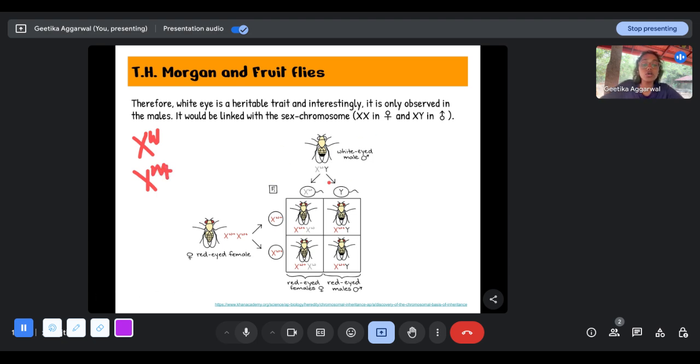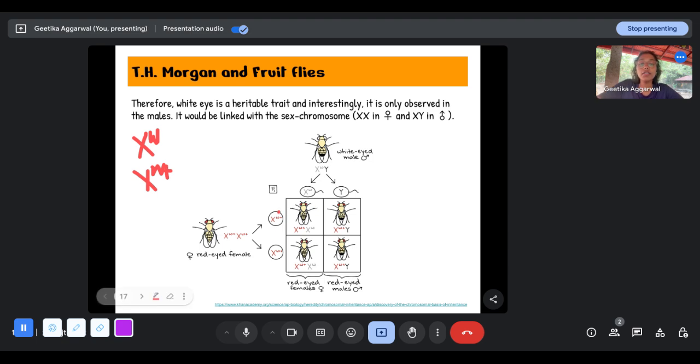So when you see the Punnett square of this cross, you see that in the first generation you get females which get one X from their mother, which carries the wild type eye color, and one X from the father, which carries the white eye mutation. Then both the males get their X from the female. So both the males have a wild type eye color. They both have red eye color because they got the X from their wild type mother, the female parent.